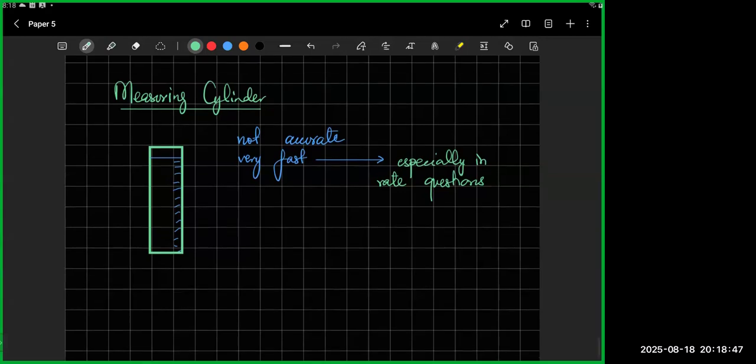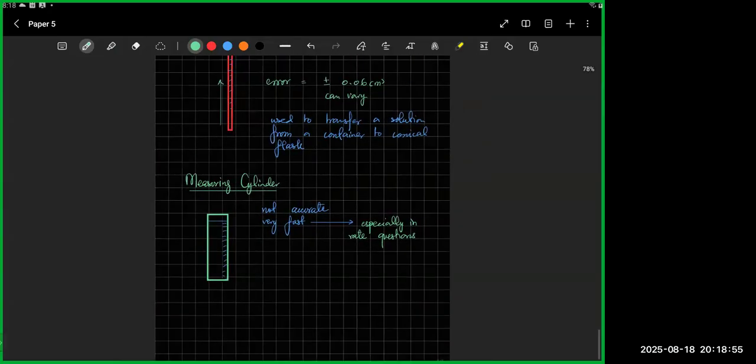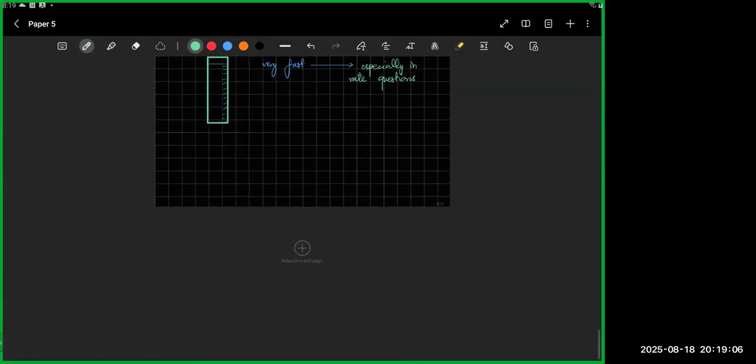Okay, that's the measuring cylinder done. Then you have another measurement device. I guess all of these are measurement devices.